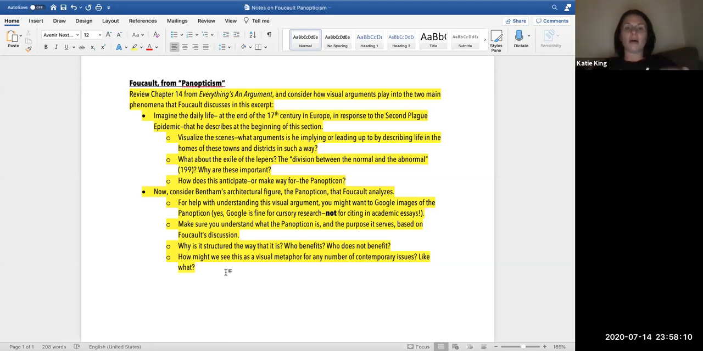So consider all of these things, either as you read Foucault for the first time or as you reread Foucault, because I remember when I read this, and again, it wasn't easy. It was a struggle for me. But I remember reading this and it blew me away.